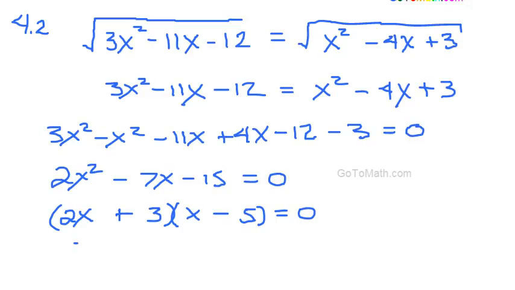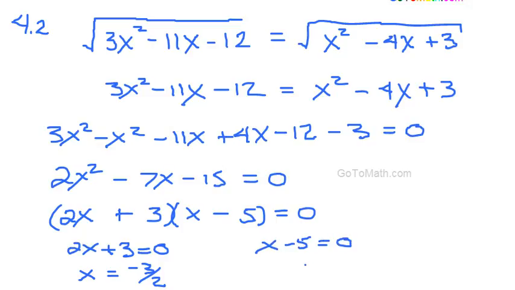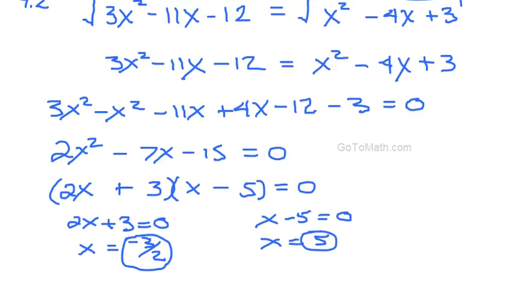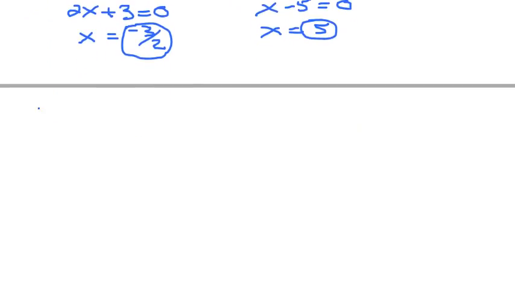Okay, so let's go ahead and set both these equal to zero. And that ends up being x is equal to negative 3 halves. So negative 3 halves is a possible solution. And what's the other one? We got x minus 5 is equal to 0. X is equal to 5. So our two possible solutions are negative 3 halves and 5. Right? And we must check them.